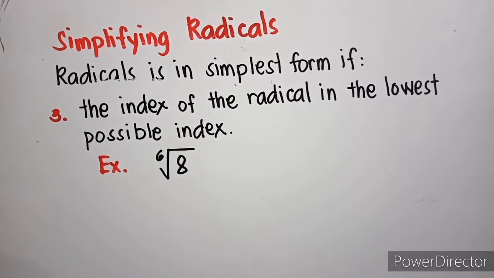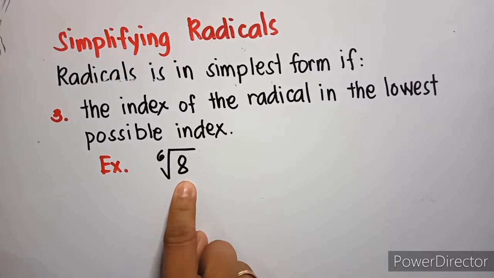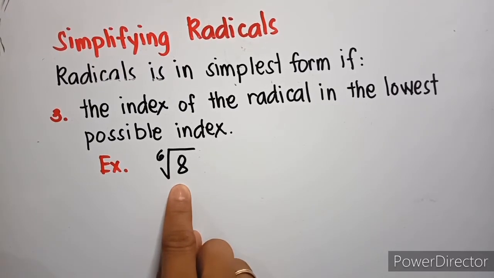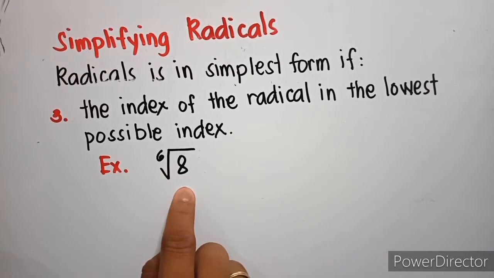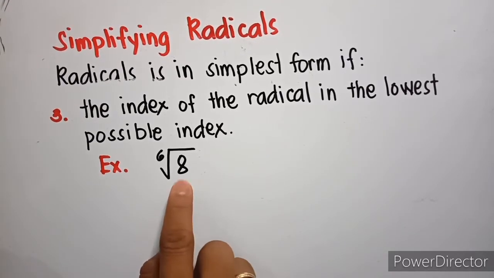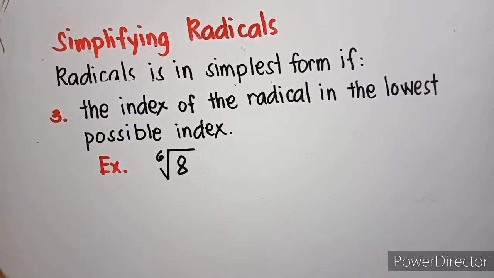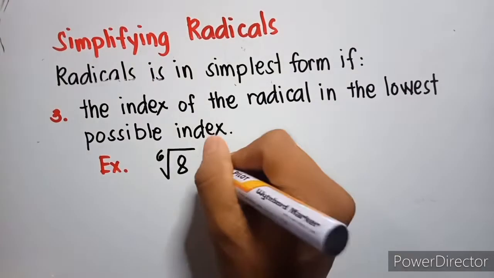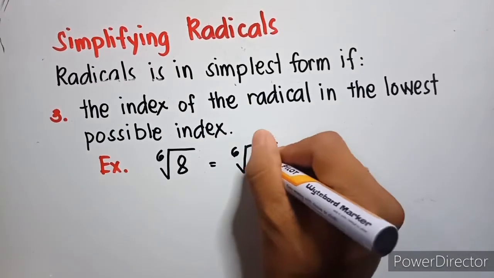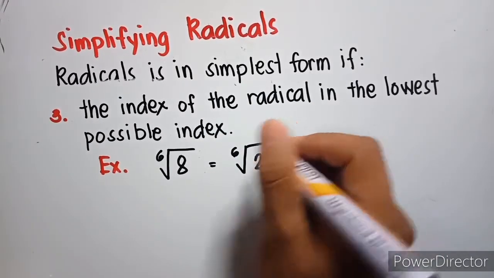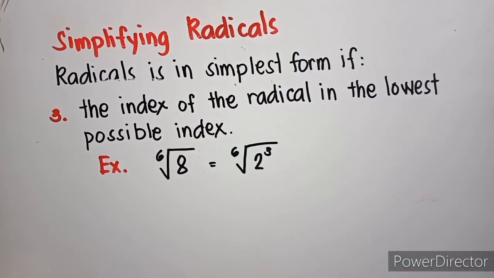So, hindi basta kapag ganito ang sagot, akala natin siya ay nasa simplified form kasi wala namang 6th root ang 8. Pero sa tunay na buhay, you can have 8 with exponent. So, pwede natin siyang isulat na 6th root of 2 cube. Tama? So, 2 cube is 8.